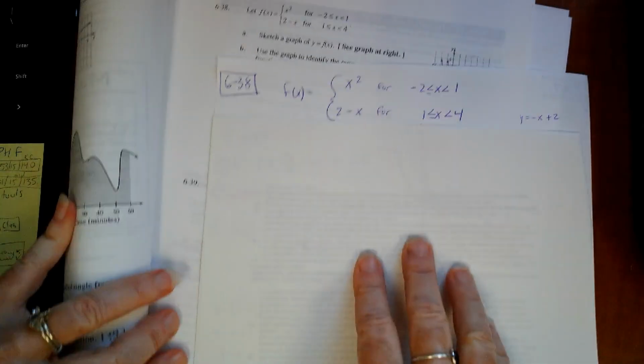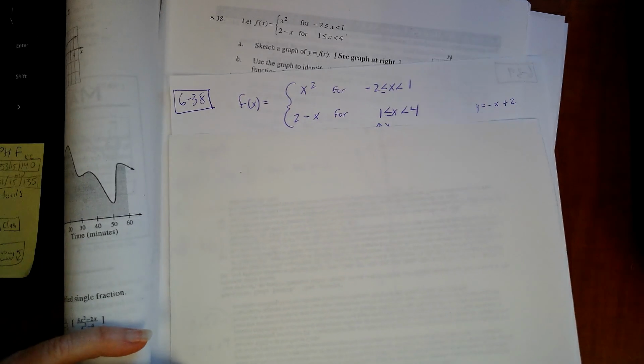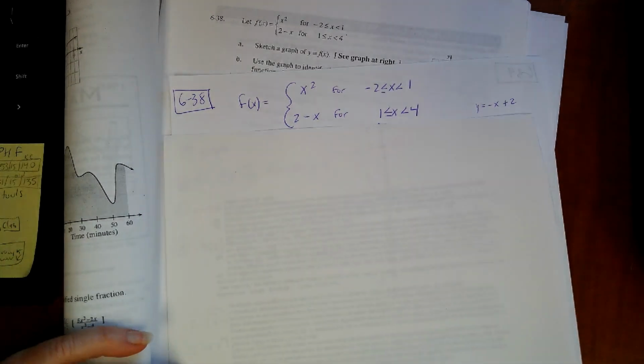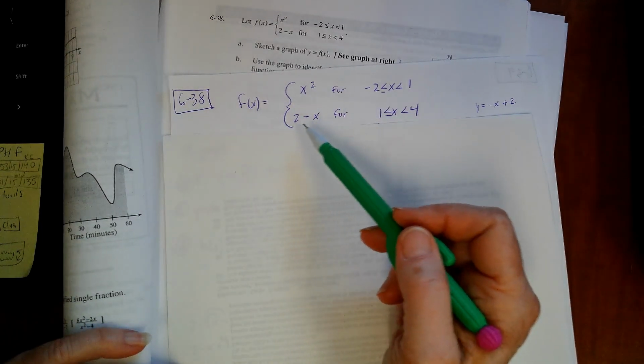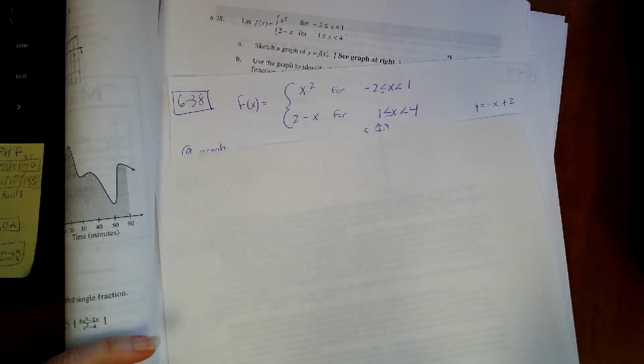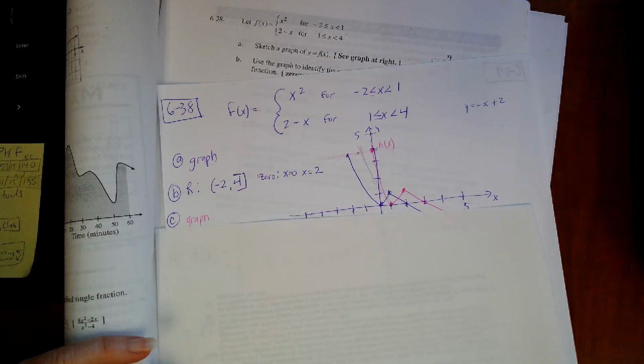Here's pre-calc, problem number 6-38. So we have a piecewise function. It looks like the top one's a parabola, like the parent function, and the bottom one is just a linear function. And so the first thing letter A wants you to do is graph it.